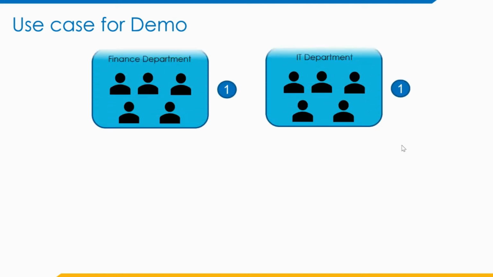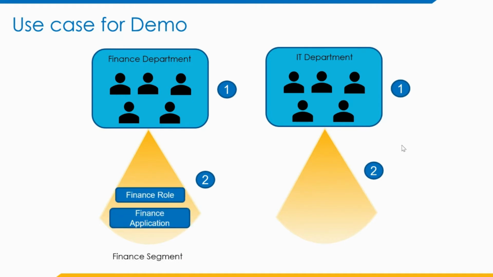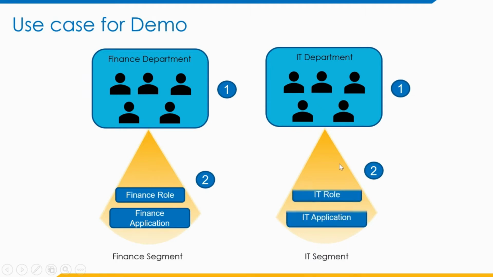So let me quickly walk you through the use case that we will be implementing in this demonstration. We'll take two departments, finance and IT. We will create two segments, one for the finance department and one for the IT department. For the finance segment, we will have two access items: roles and access profiles. We will configure finance related access profiles and roles in this segment. Similarly, for the IT segment, we will configure IT related roles and application access profiles.